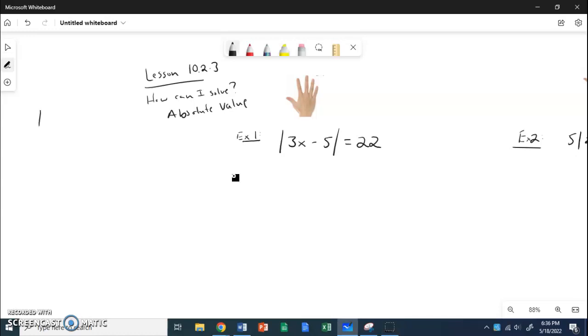So if I have the absolute value of 6, that means how far is 6 from 0? That is 6. Or if I have the absolute value of negative 10, how far is negative 10 away from 0? Well, that is 10. Okay, so absolute value means distance from 0. So we're going to get started here.